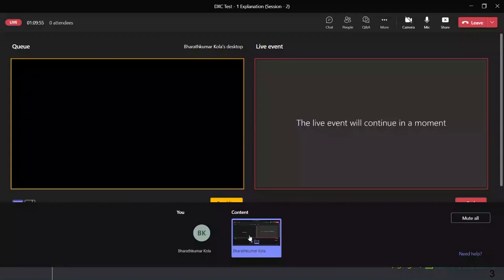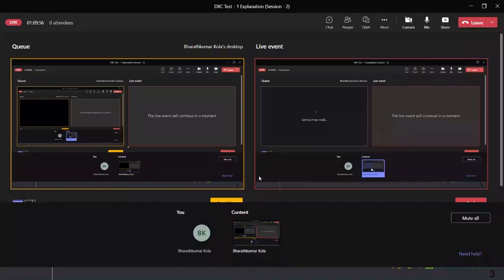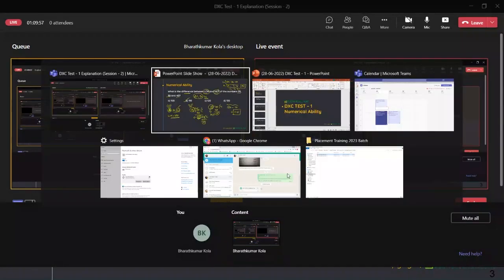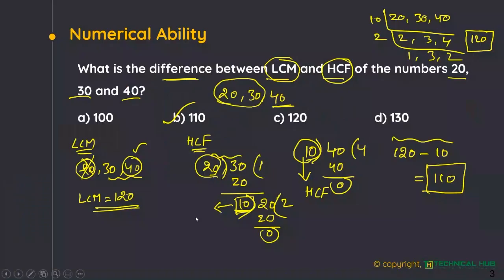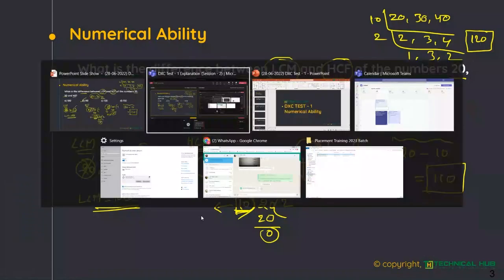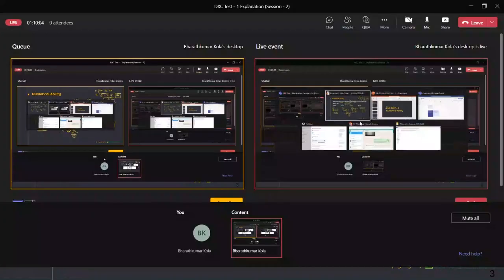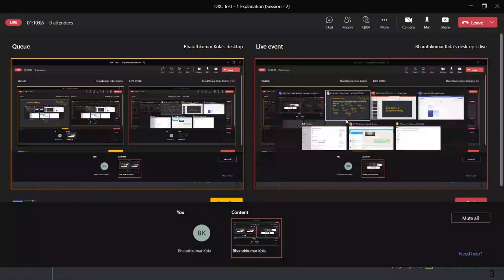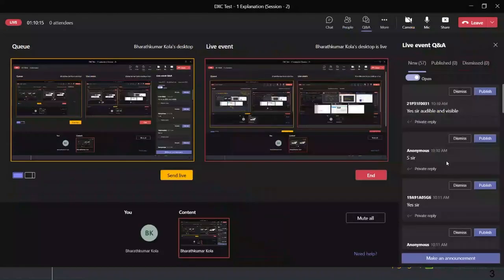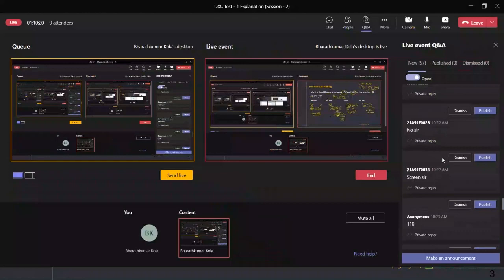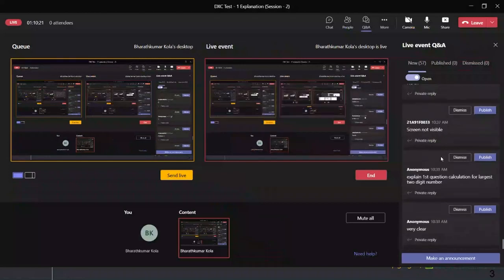Guys, is it clear? Is this screen visible? Can anyone please confirm? Screen is visible or not? Due to some internet disconnectivity, I just rejoined. Is this the first question? Largest two-digit number. Okay. Fine. All right.